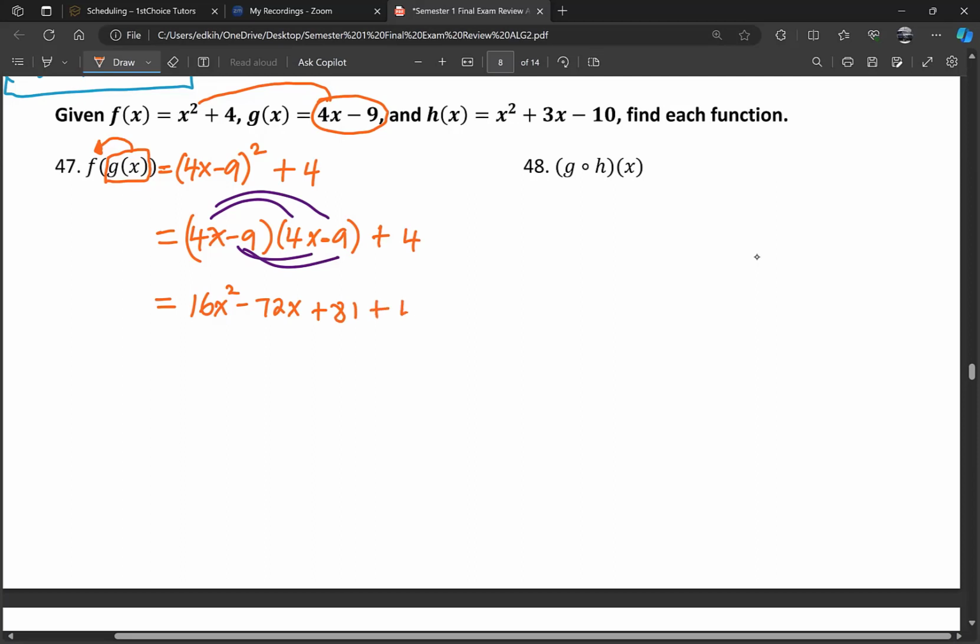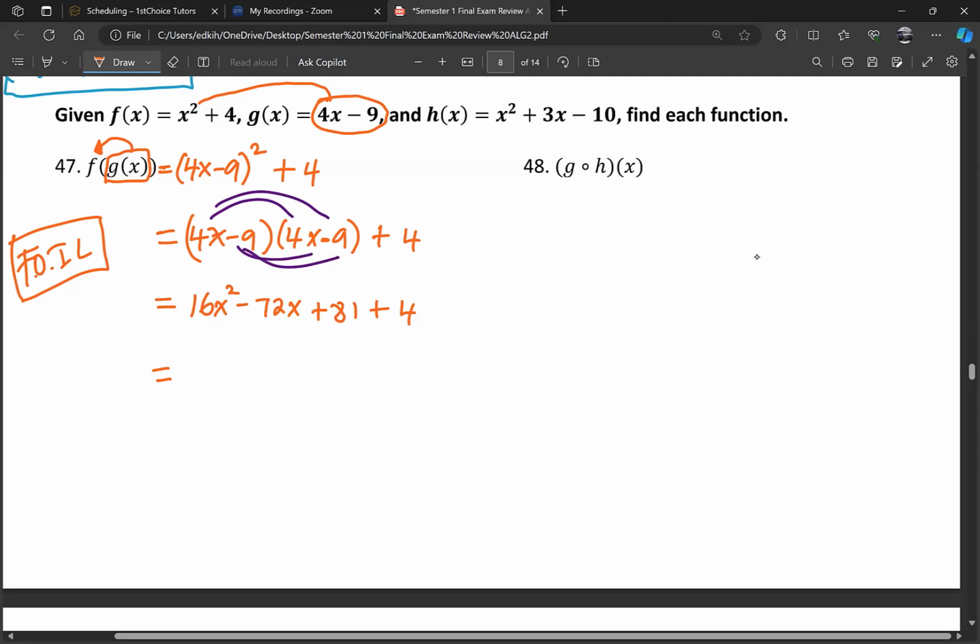I skipped a step because I know you guys know how to FOIL. If you don't know how to FOIL, go to YouTube and just Google how to FOIL. And I hope you know how to FOIL, because if we don't, we're in trouble. At this point in the game, we got to be proficient in foiling. It needs to be like a fundamental skill that we just know.